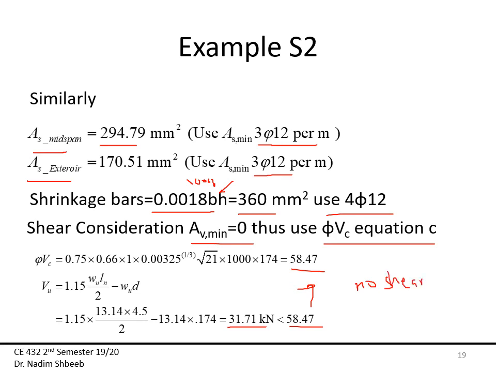Okay, remember, of course, first I calculated phi VC using equation A, and I found phi VC to be larger than the ultimate, so I would not need AV minimum, but then again I have to check with phi VC. So again, you need to check both of them.